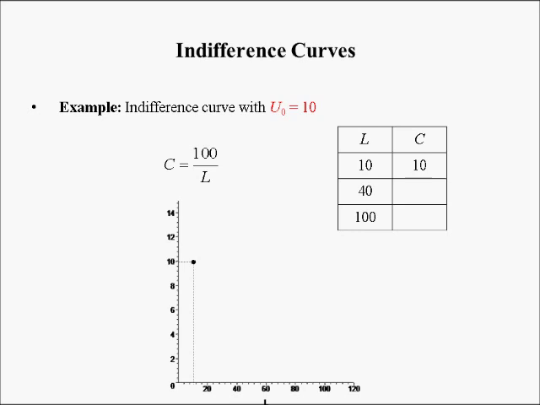Okay, let's plug in 40. 100 divided by 40 is 2.5. So when leisure is 40, consumption is 2.5. Let's plug in 100. When leisure is 100, 100 divided by 100 leaves us with a consumption level of 1. So when leisure is 100, consumption is 1. Now the smooth curve that connects these dots is the indifference curve with utility equal to 10.